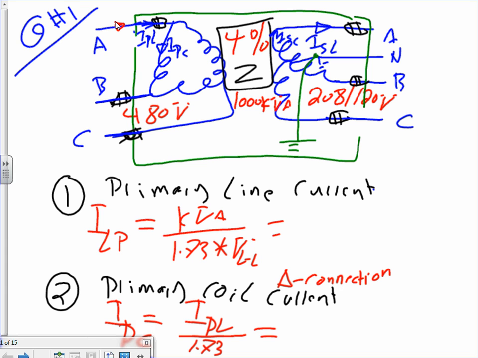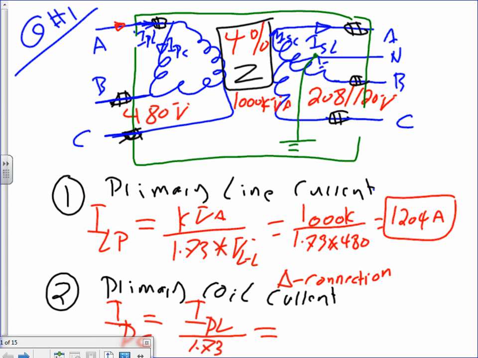Okay, let's go ahead and start. When you find the line current, it's called IL. You take the kVA divided by 1.73 multiplied by the voltage. You take the 1,000 kVA divided by 1.73 times 480, and you get 1,204 amps. Here's your amps for the line current. Very easy, very simple. Make sense?